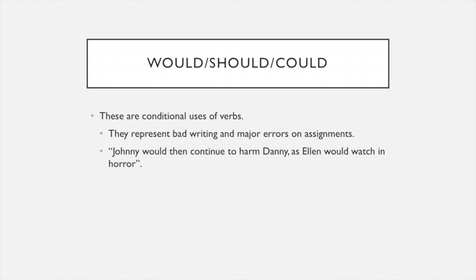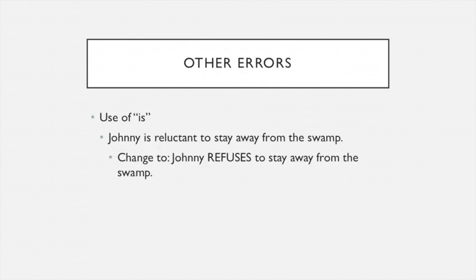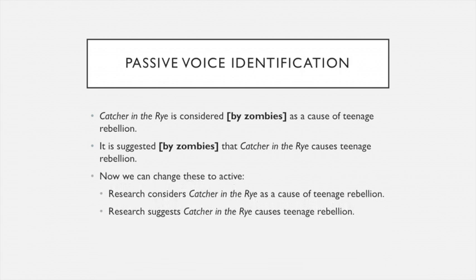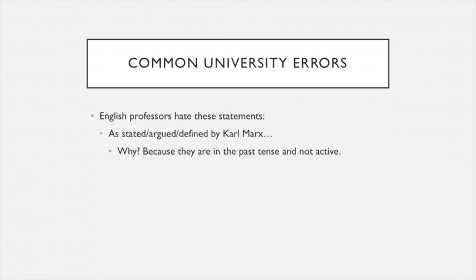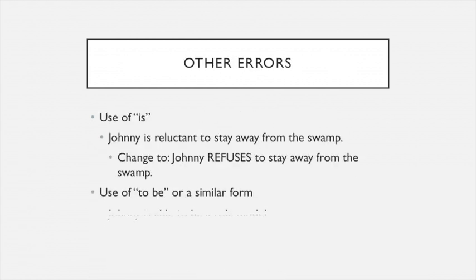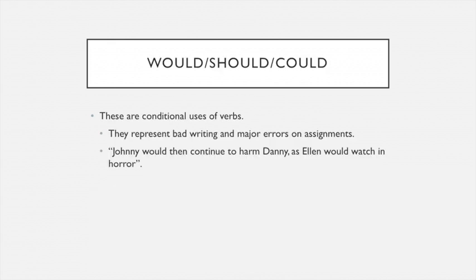Now, would, could, should. On the surface, these may not look like problems, but these are conditional uses of verbs. They represent bad writing and will have major errors in assignments and will make you lose marks. So even if you're not discussing the "to be" in the passive voice, if you're still using would, could, should, teachers are going to deduct marks from you. So here we have an example.